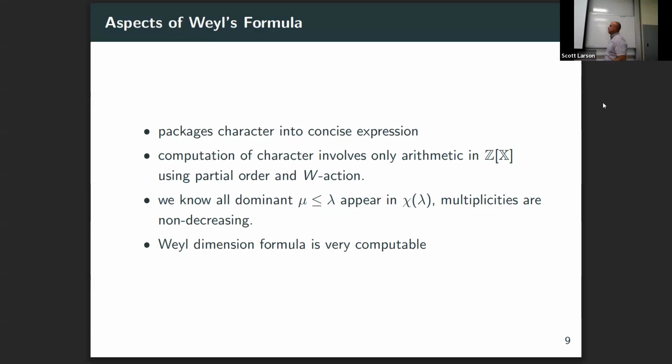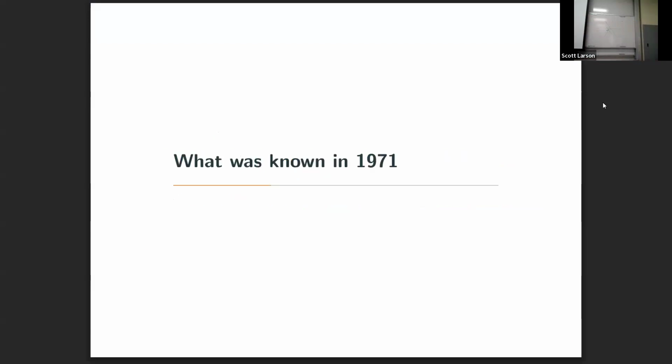Okay, so do we have something like this in characteristic p? So what was known in 1971? Well, as it pertains to the talk, I don't mean in general. We're not going to do a world history tour here. So when Humphreys was writing this, what facts did they know about G-modules then, and how has it progressed in the time since?